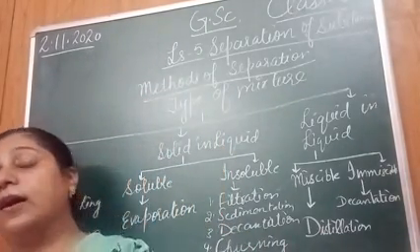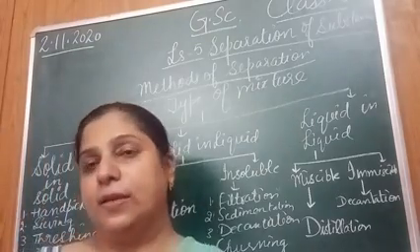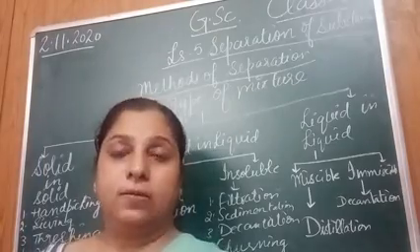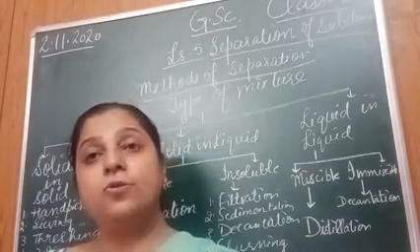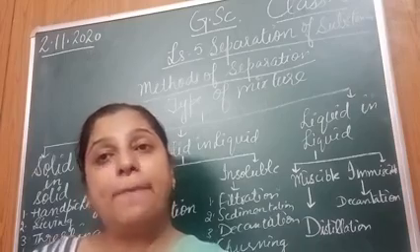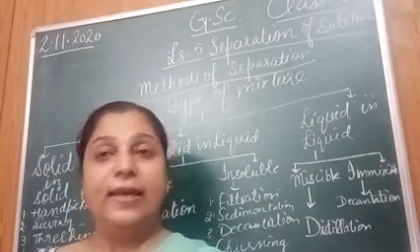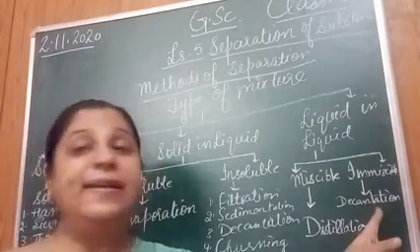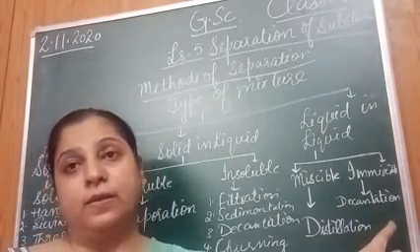Then in another case, if you want to separate out immiscible liquids, I want to give you one example. Oil and water are immiscible. When you add oil to the water, oil forms a separate layer over the water. It does not get dissolved, right? So how to separate it? By decantation method, right?